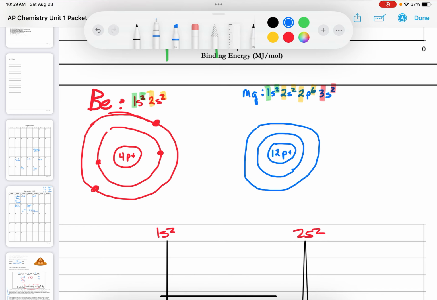All right, we're going with it. Closer to the nucleus than the beryllium. But this third energy level, it's going to be a bit further away there. Okay, now let's put these electrons in here.